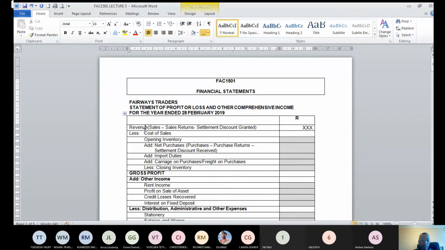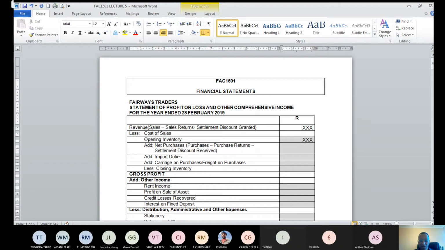So it starts off with revenue minus cost of sales. Now, cost of sales is a calculation. So let us take a look at the calculation for cost of sales. Cost of sales is therefore equal to the opening inventory, which is the value of inventory at the beginning of the year, plus your purchases. Now we are looking here for the net purchases. Now net purchases is equal to the amount of purchases minus your purchases returns minus your settlement discount received. That will give you your net purchases.